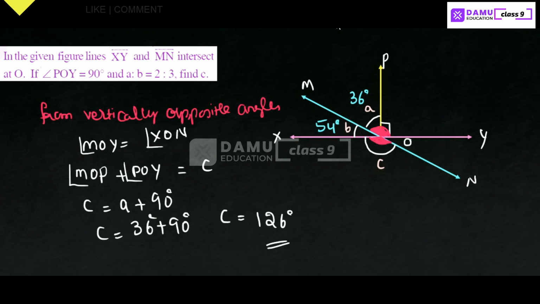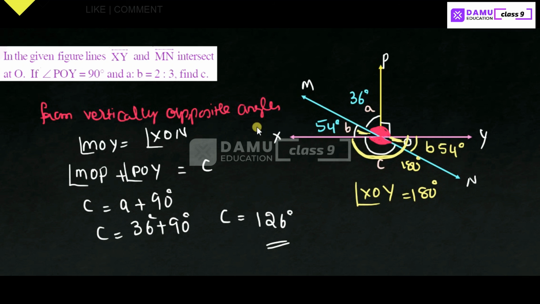So like this also we can calculate easily. We can go with another method. What is the other method? Here, vertically opposite angles are equal. So this angle and this angle are also equal. So B is equal to 54. So totally, angle XOY will be equal to 180 degrees.